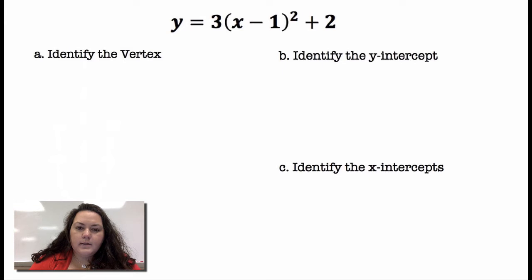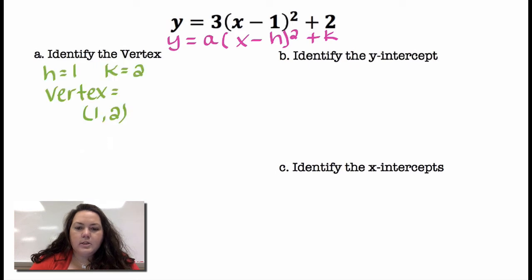All right, this one I have in vertex form. So I'm going to identify the vertex. So (h, k), and remember it should be x minus h plus k. And so that matches with the formula, what I have there. So h is 1 and k is 2. So my vertex is (1, 2).